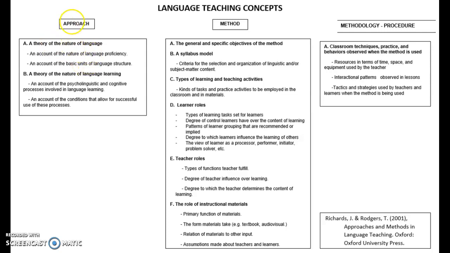And the next part is the theory of the nature of language learning. Basically, what are the cognitive and the psycholinguistic processes, the individual processes in order to learn a language? Are they repetition, exposure? Are they the perception of comprehensible input and comprehensible intake? And this is also the account of the conditions that allow successful use of these processes. So what are the conditions that facilitate language learning?